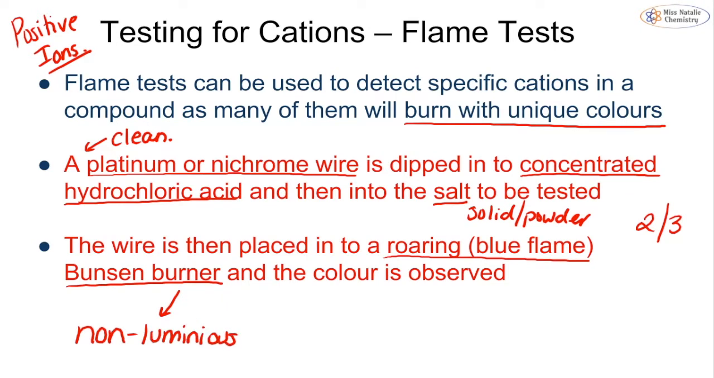non-luminous. A luminous flame would be the one that you're probably used to seeing, which would be the orangey yellow flame that you get whenever you burn something. So for example, if you burn a candle, it gives off light. That's a luminous flame. A non-luminous flame is the blue flame that you get on a Bunsen burner, and it is extremely hot. The reason that we have to use the non-luminous flame is it allows us to see the colour. If it was a luminous flame or an orange flame, the colour would be masked by that orange flame.